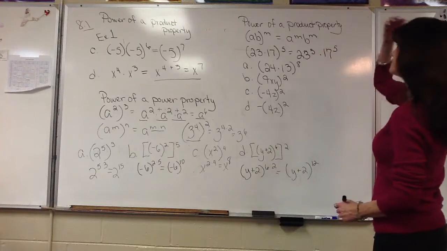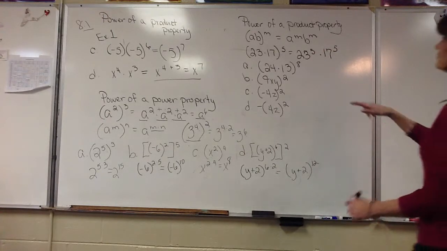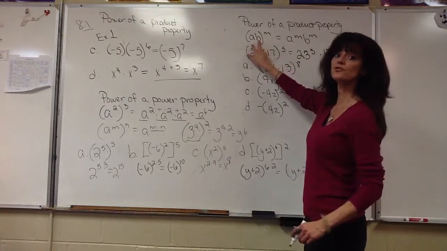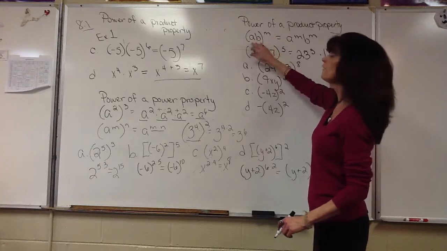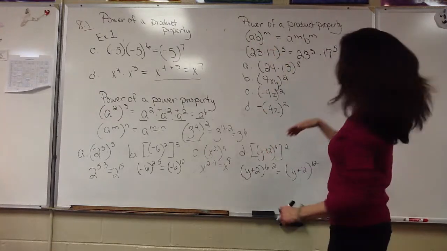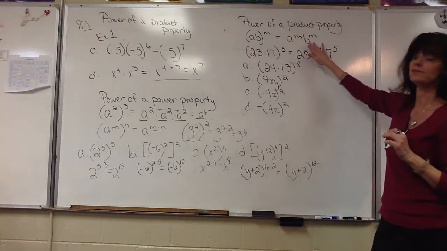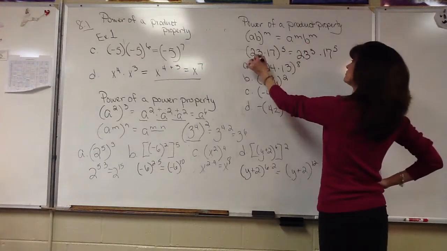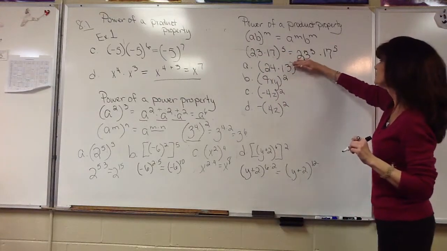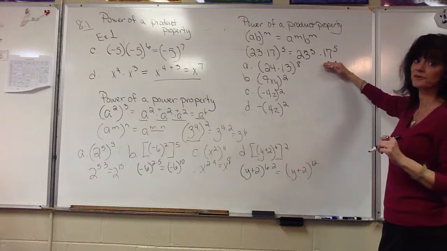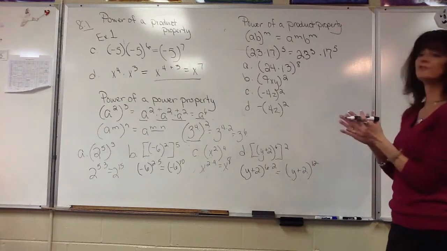Now, the last property we're going to deal with here is the power of a product property. This is when I have 2 or more values inside the parentheses, and then we're raising it to a power. Everything in the parentheses will get raised to that power. So in this case, we would raise a to the n power and b to the n power. So for instance, we see here we have 23 times 17 to the 5th power. So we're going to raise 23 to the 5th power times 17 to the 5th power. Now if I evaluated this, I'm going to get a really large number. But we're just simplifying here.